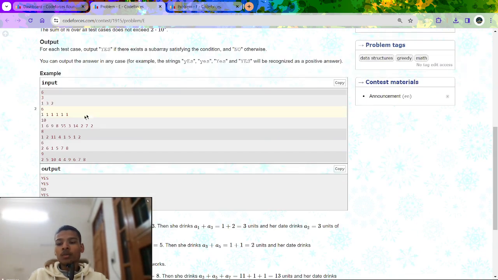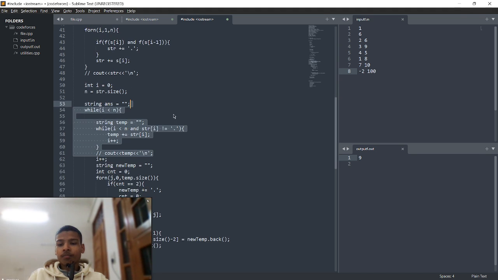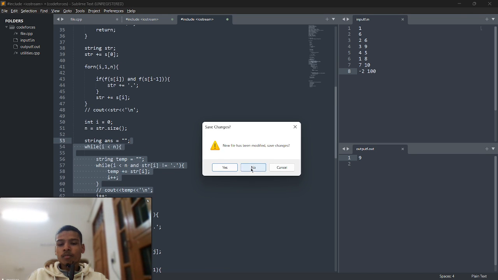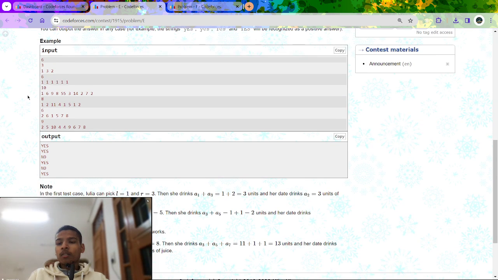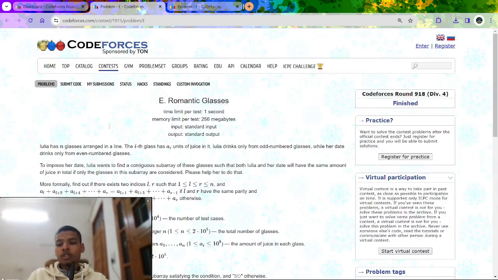What is it asking us to do? For example, in this case, it is like 1, 3, and 2. So now tell me, 1 plus 2 is equal to 3. So yes, the whole array is itself good. Now tell me about this part. This whole array is also good because the sum of even indexes is 3 and the sum of odd indexes is also 3. So in this case, my answer also exists. Now tell me how to figure out the solution.